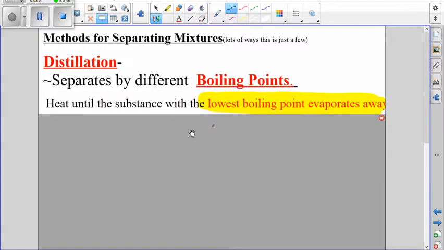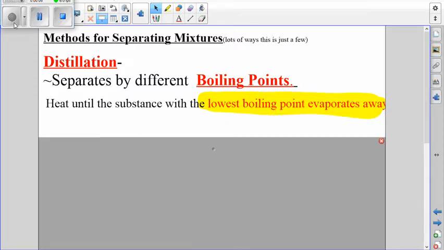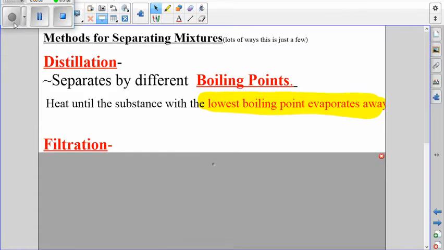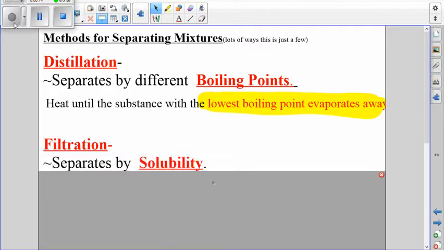So what you do is you heat the substance until whatever has the lowest boiling point evaporates away. So that's distillation. It separates things by their difference in boiling points. The next one we got is filtration. This is when you use a filter. Filtration separates things by solubility. So when things have a difference in solubility, you use filtration.